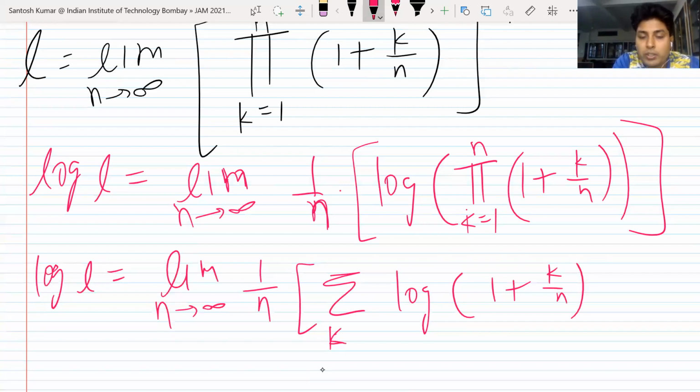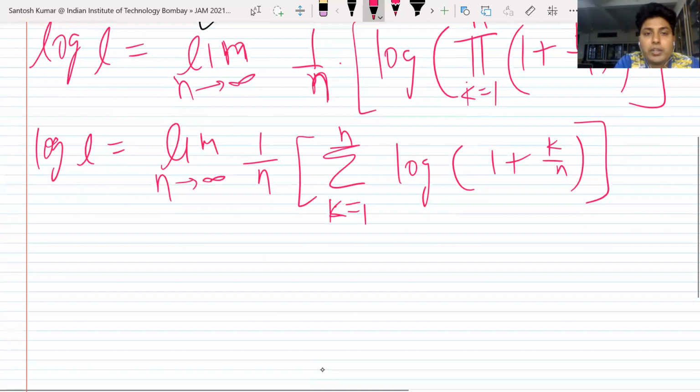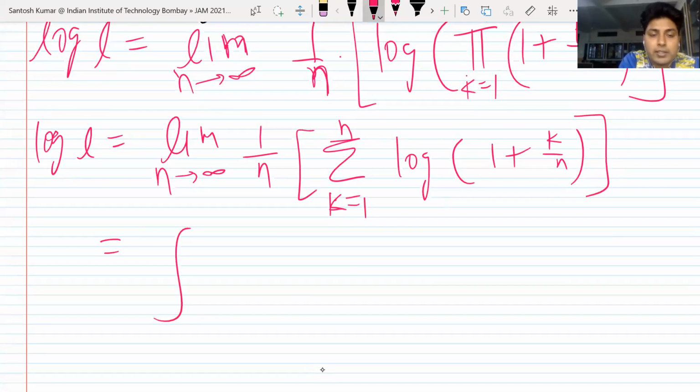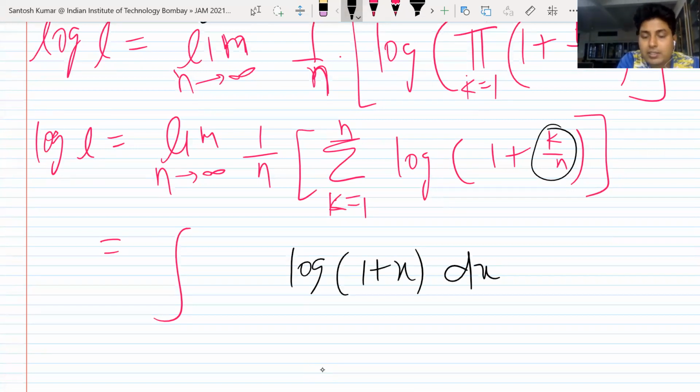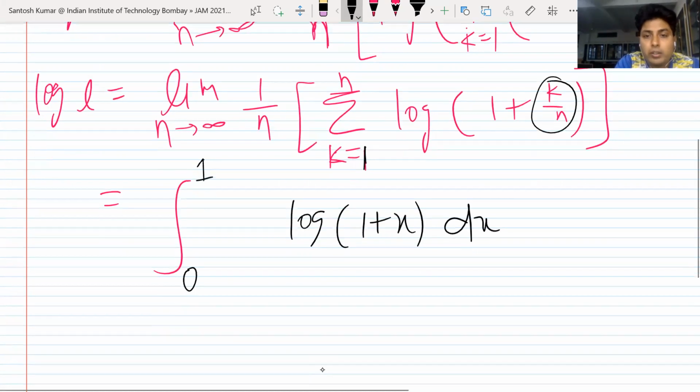You know, log(a times b) is equal to log a plus log b. Same thing, generalized. There are n terms in the product. We are taking log, so all will come into a summation, k from 1 to n. Now there is a formula. So this thing we can write as log, where k/n converts into x. So it will be the integral of log(1 + x) dx. And the limit of x will be, since k is from 1 to n, from 0 to 1. So this is an integral.